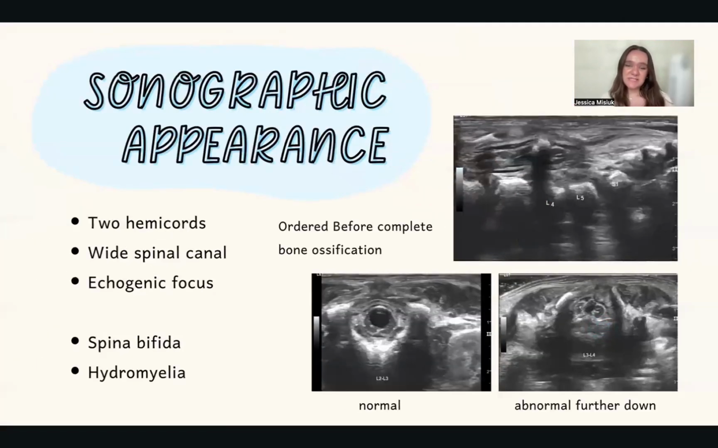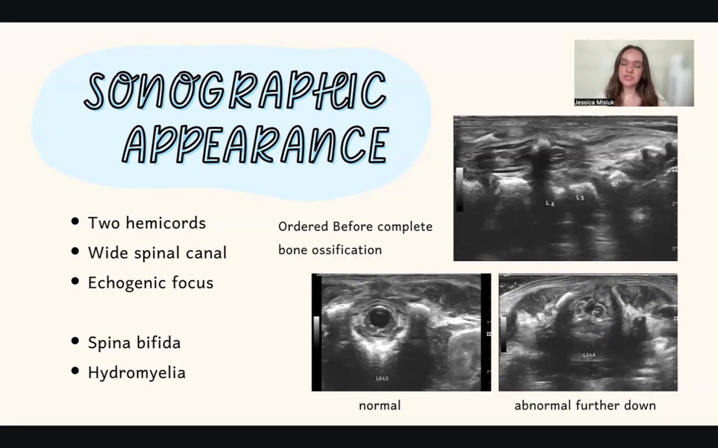So some of the sonographic appearances include two hemicords, a wide spinal canal, and an echogenic focus between the hemicords in this specific case. The ultrasound was ordered because they show abnormalities before the bone is completely ossified and within this age range.